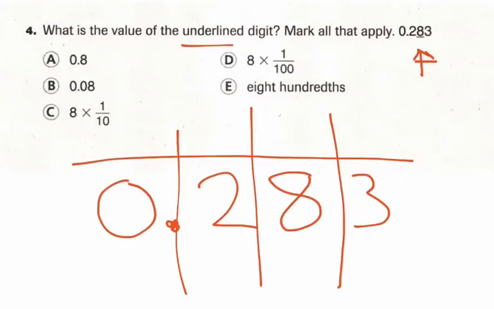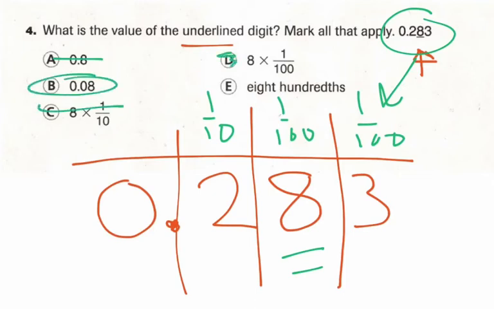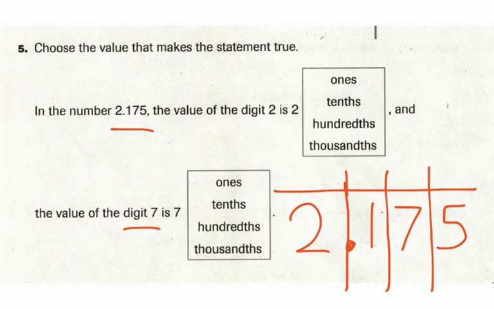Looks like they're trying to kill us with these types of problems because it's the exact same thing. You place that number in your chart, that's your tenths place, that's your hundredths place, and that's your thousandths place. So the 8 is in the hundredths place, so no, yes, no, yes, and yes. Same answer.